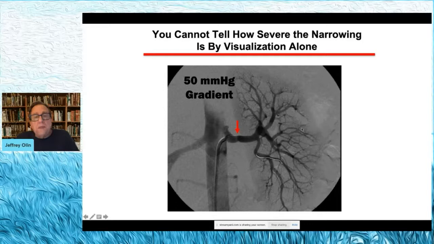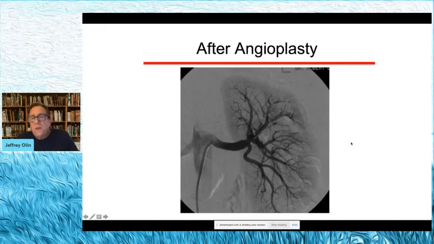That means the blood pressure on this side was 170, and the blood pressure on this side was 120. So there's a 50 millimeter difference. So we did angioplasty of both sides. Her blood pressure has been cured for now 15 years. So she's been on no blood pressure medication for 15 years because we picked this up early and we treated it appropriately.